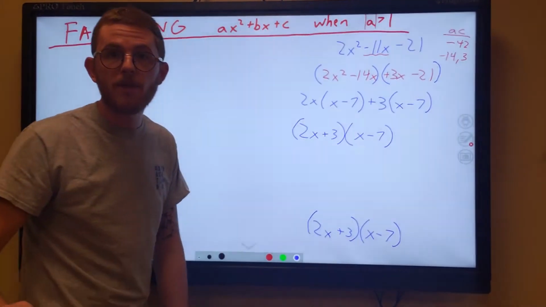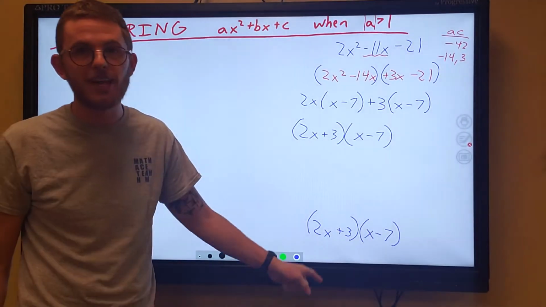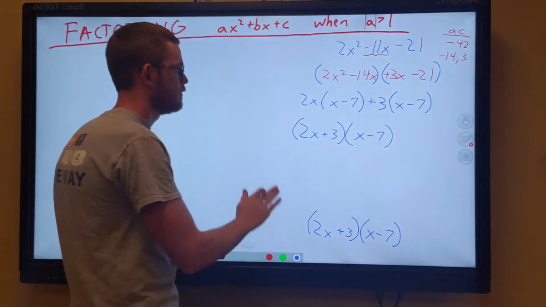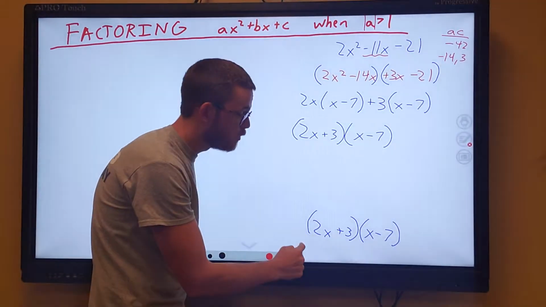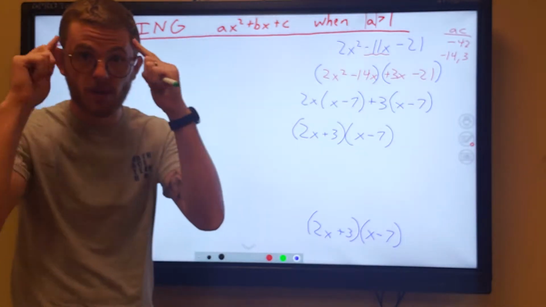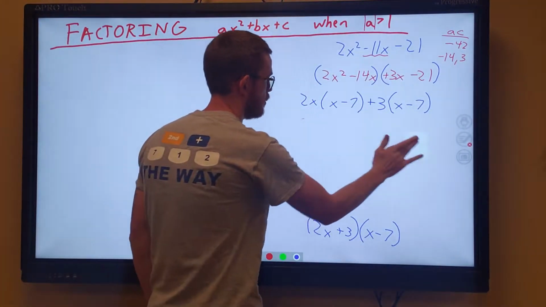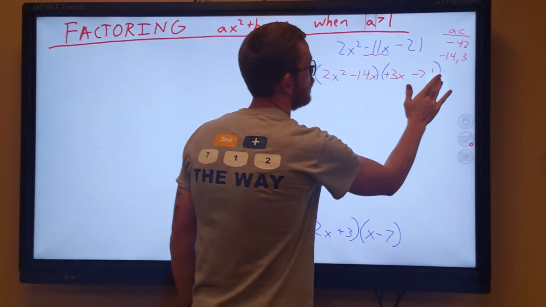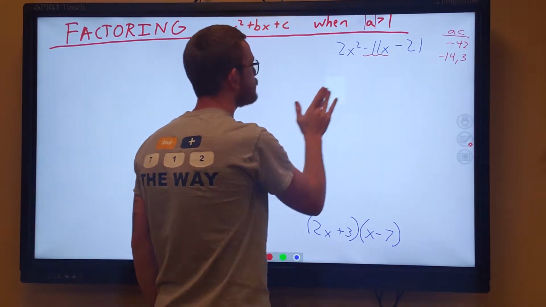Because no matter what method we do, we should get that same answer, okay? Because this is what multiplies together to get us this. Remember that. That's what's going on. That was factor by grouping.